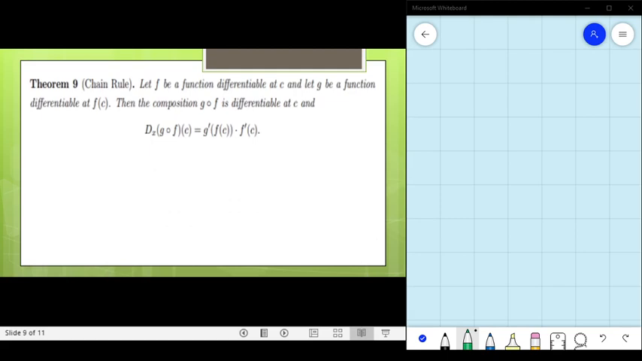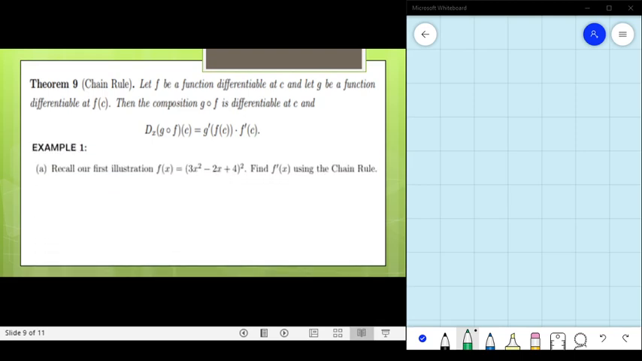Theorem 9, chain rule. Let f be a function differentiable at c and let g be a function differentiable at f of c. Then the composition g circle f is differentiable at c, and the derivative of g circle f at c with respect to x is equal to g prime of f of c times f prime of c.